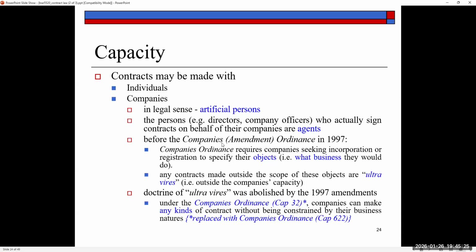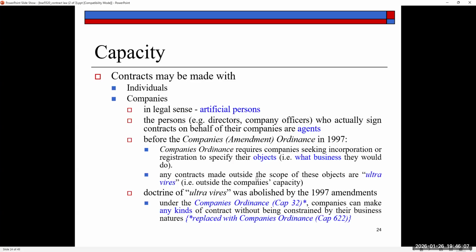So there's a big ordinance, the Companies Ordinance. This one is very big, Chapter 32. If you're interested, you can download this chapter and take a look. It's quite a long ordinance, because there are a lot of provisions governing companies. The Companies Ordinance requires companies to specify their objects, their business. Different companies may have different businesses, that means different objects. Some may be providing cleaning service, another company may be providing maintenance service.